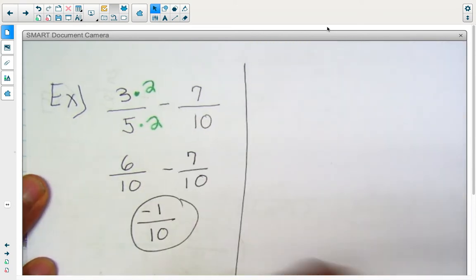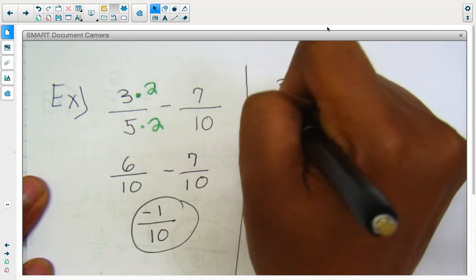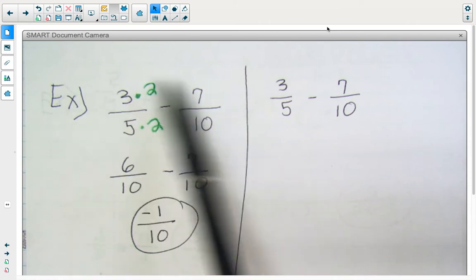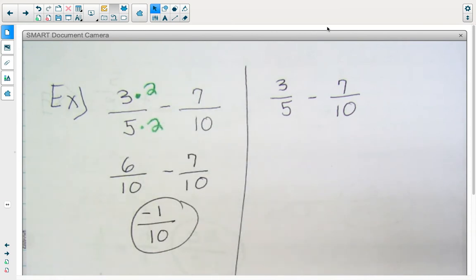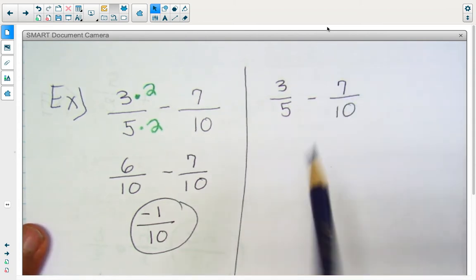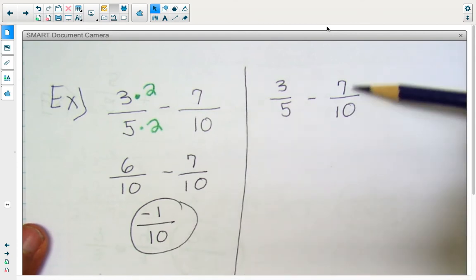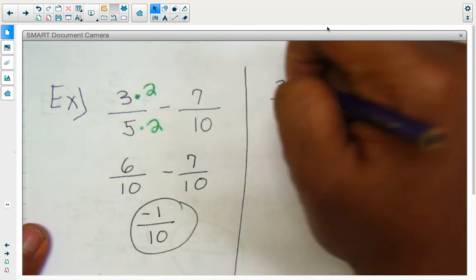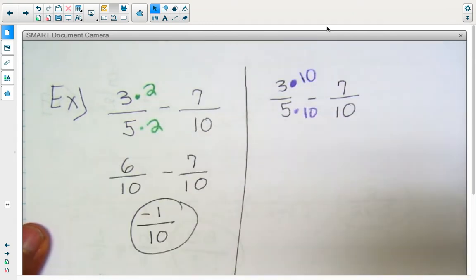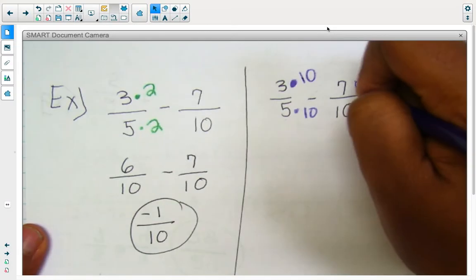Now, other approach, let me rewrite the problem. So this approach is finding the least common multiple. That's what I did on this side over here. Suppose you were busy, you were so into your work, you didn't realize that 10 was the least common multiple. Shortcut that will always work. Take this denominator, multiply top and bottom. Take this denominator, multiply the top and bottom. So take 10 and multiply over here by 10. Take 5, multiply this by 5.